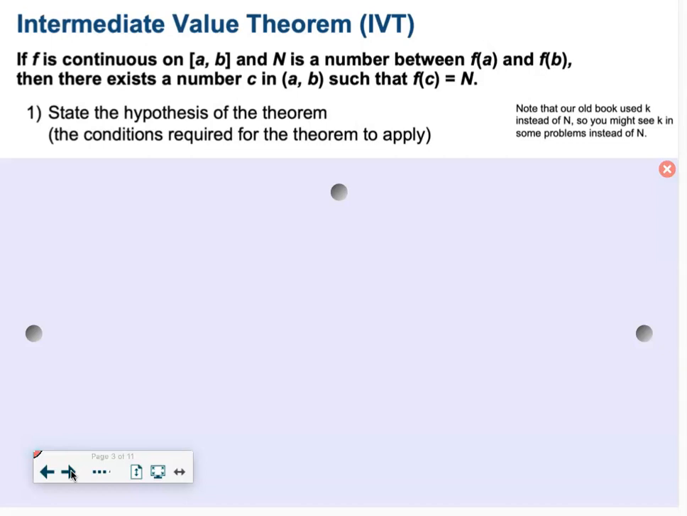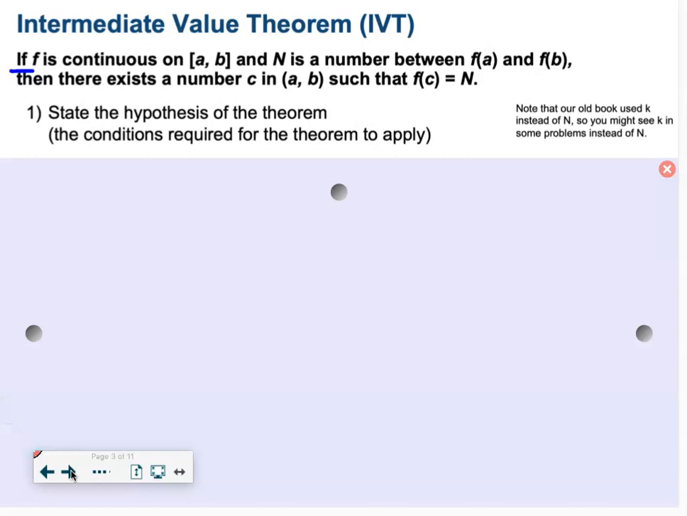So let's do some calling. Gavin. Hi, Gavin. What is the hypothesis of this theorem? Can you read the hypothesis? Okay, that is what a hypothesis is. For this particular theorem, the hypothesis is everything that comes after the word if before you hit the word then. Tell me the hypothesis for this theorem.